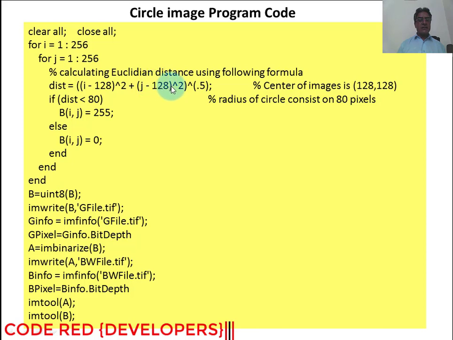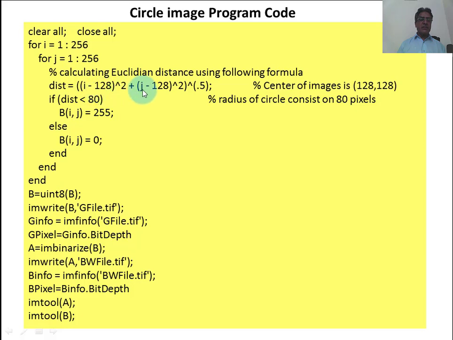Here the same situation is also here. This is actually just like the Pythagoras theorem, where the base square plus the perpendicular square, and this whole power 0.5 shows the square root. This is just like the Pythagoras theorem. It is also called the Euclidean distance formula. Calculating Euclidean distance using the following formula. We have calculated this distance and then we check this distance.